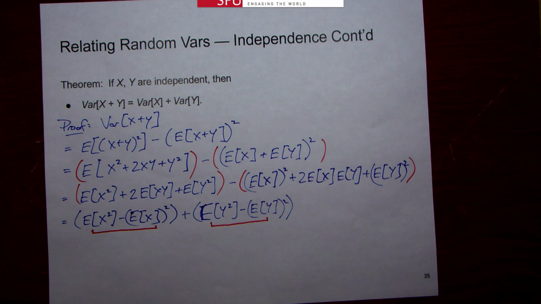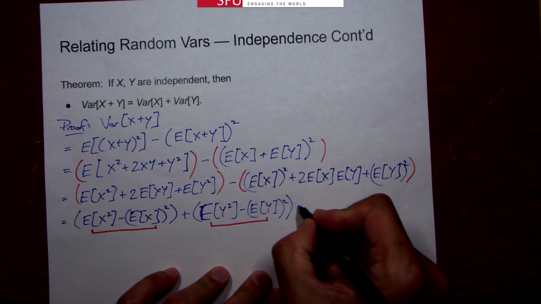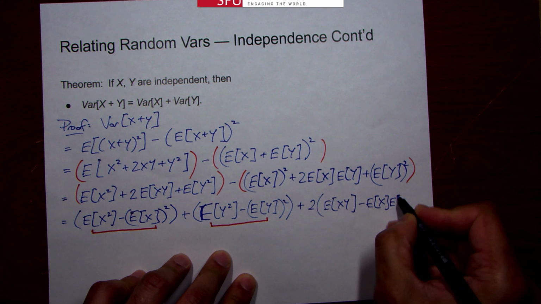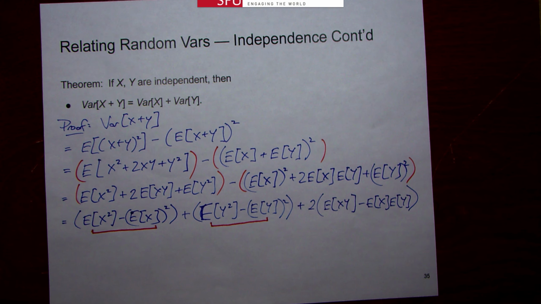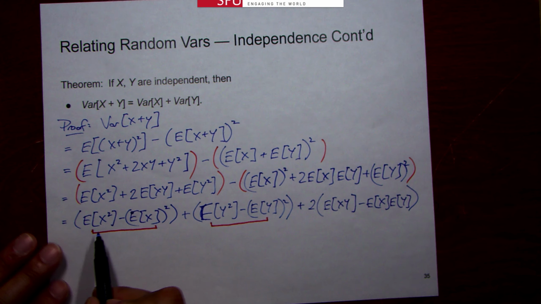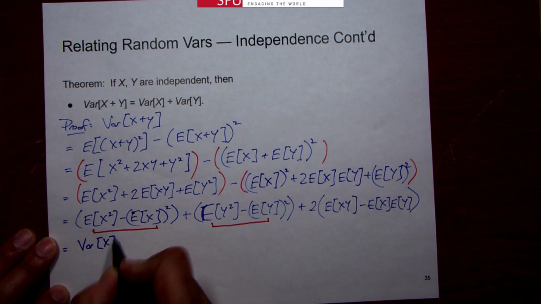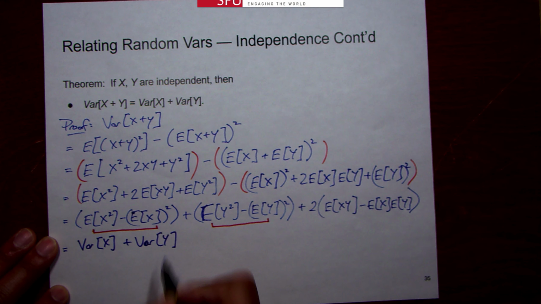Yeah, there's some crap left over. And what's the crap? Well, I'll factor out the 2. It's 2 times expectation of xy minus expectation of x times the expectation of y. Okay, so these things here are kind of nice. We'll just substitute in variance of x and variance of y. That's the stuff that we need. The stuff that's left over we need to deal with.